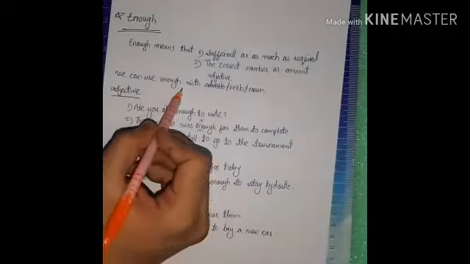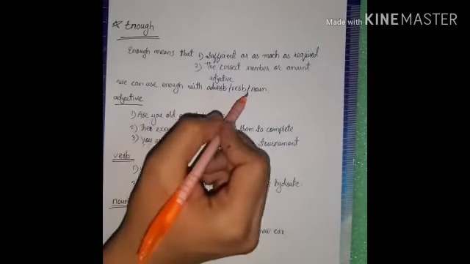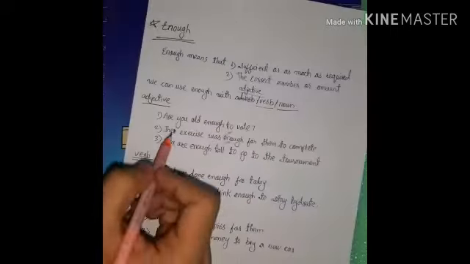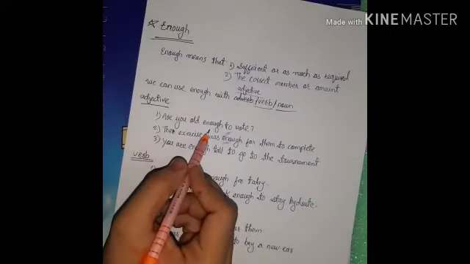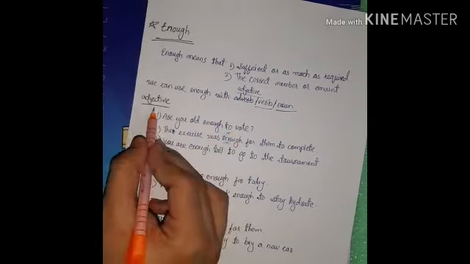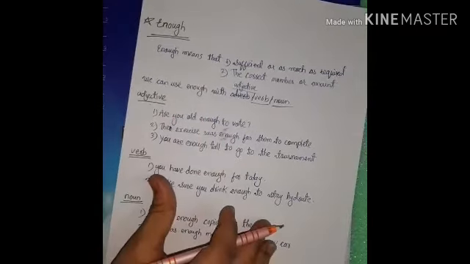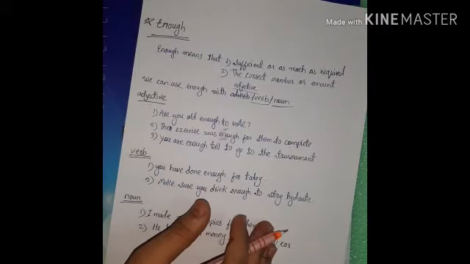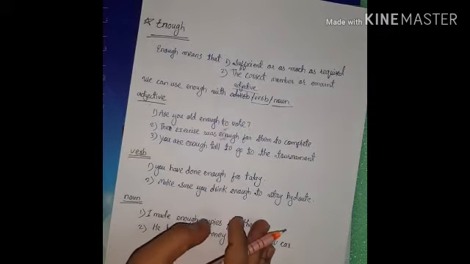We can use "enough" with adjective, verb, noun. For example, are you old enough to vote? This is our example for adjective. Are you old enough to vote? The exercise was enough for them to complete. You are enough tall to go to the tournament.